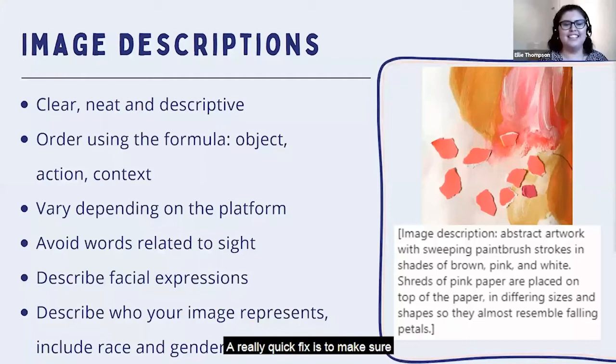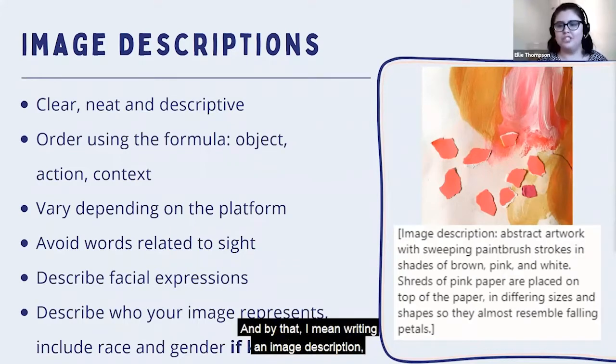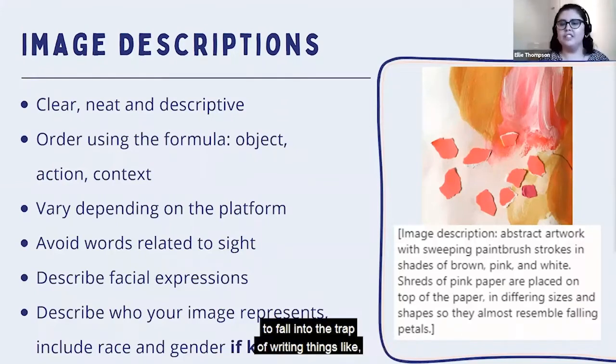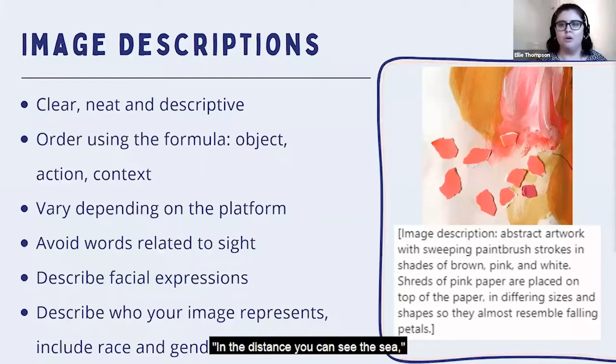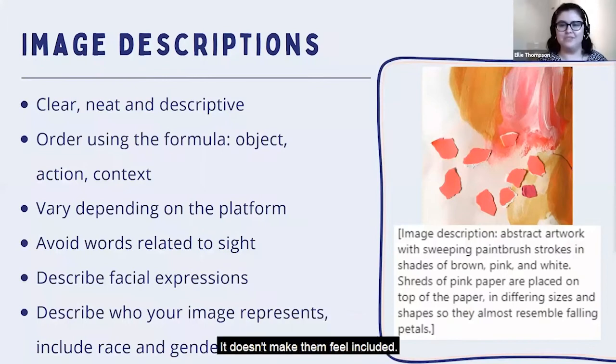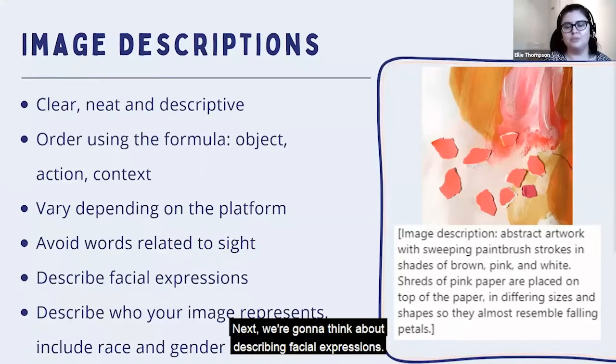A really quick fix is to make sure that you're avoiding words related to sight in your image description. It can be really tempting and really easy to fall into the trap of writing things like, in the distance, you can see the sea, or a tree is visible. So that kind of language, when read out to a sight impaired person using a screen reader, is just really jarring. It doesn't make them feel included. And that's a really quick and easy thing you can remove to make sure that everyone's able to feel included by that image.